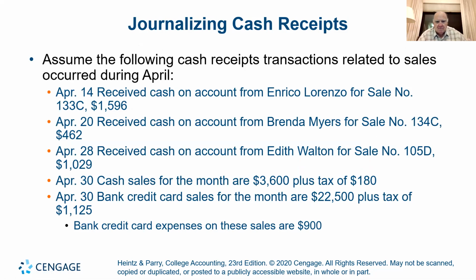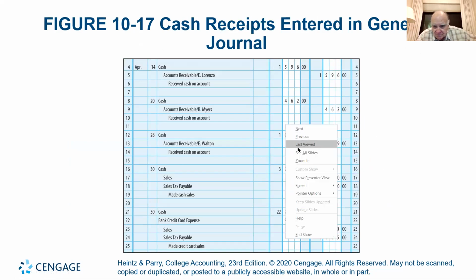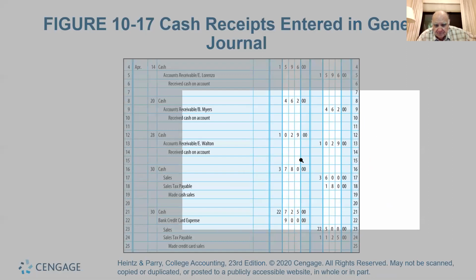So let's look here. Looks like we have the same people, Enrico, Lorenzo, and Brenda, and Edith. And now some of these people are paying us. Let's see if Lorenzo paid us. I think he's a good customer. We'll see. I don't trust that Edith for some reason. Maybe I'm being silly.